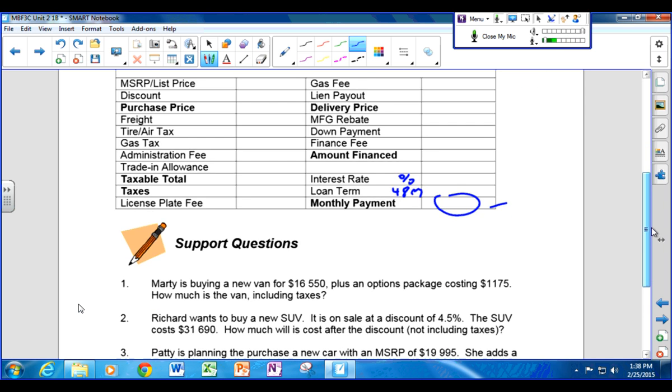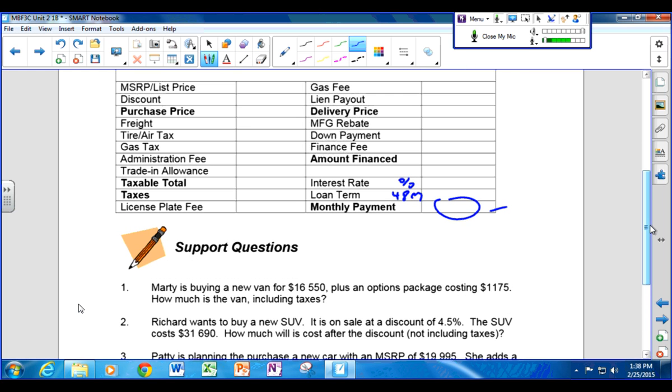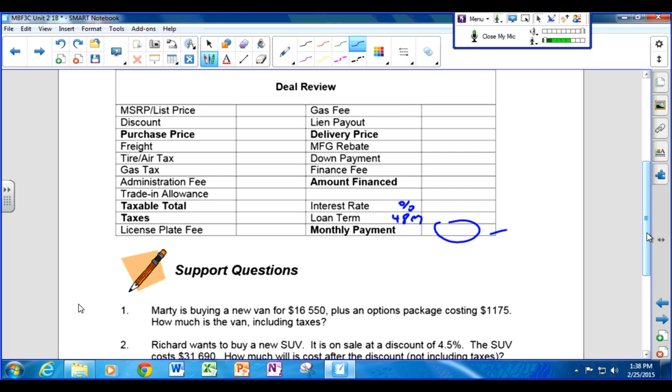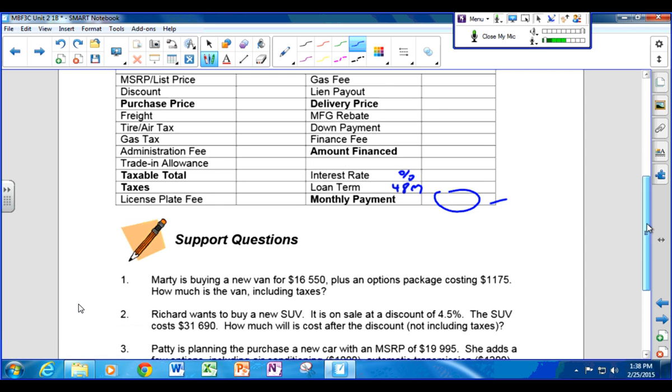Like I say, most of them are fine, and it's no big deal. Sometimes they'll promise you stuff, and again, it won't be on the deal review. They'll say, well, I'll give you $500 in options. You just come back afterwards, right? And then you come back afterwards.